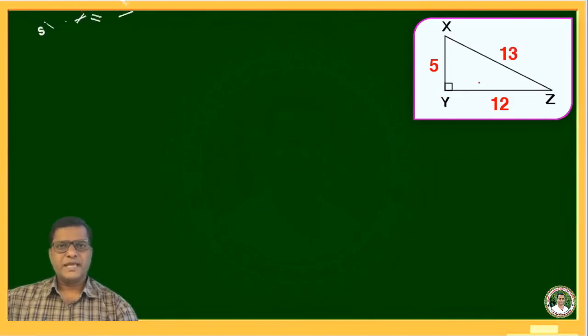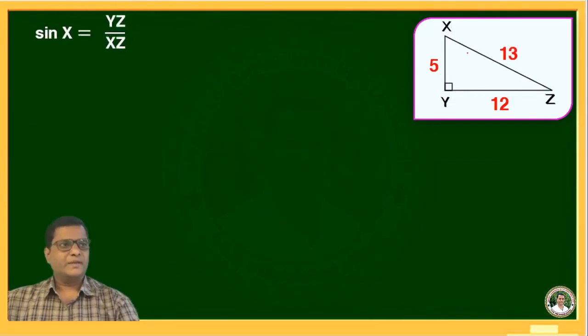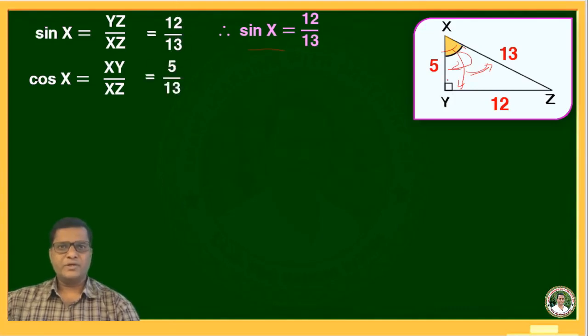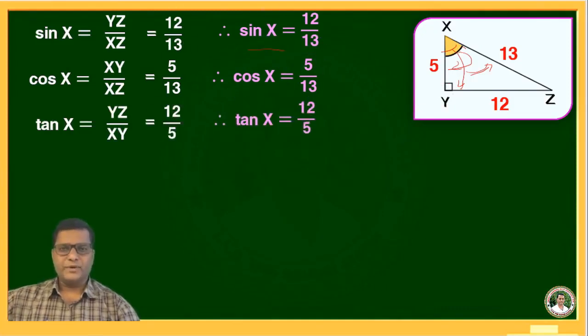Here the first ratio is sin x is equal to YZ upon XZ. In the figure, sin x is opposite side upon hypotenuse, that is YZ upon XZ, where YZ is 12 and XZ is 13. Sin x is equal to 12 upon 13. Next cos x is equal to XY upon XZ. XY, adjacent side upon the hypotenuse, is nothing but 5 upon 13. Therefore cos x is equal to 5 upon 13. And tan x is opposite side upon adjacent side, that is YZ upon XY, which is 12 upon 5. Therefore tan x is equal to 12 upon 5.